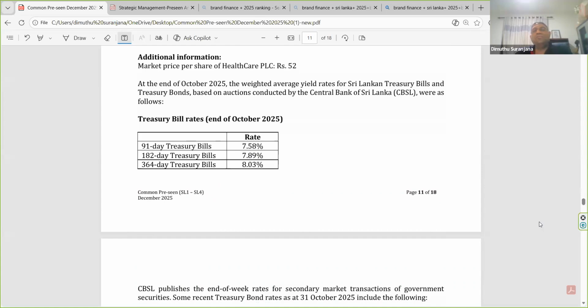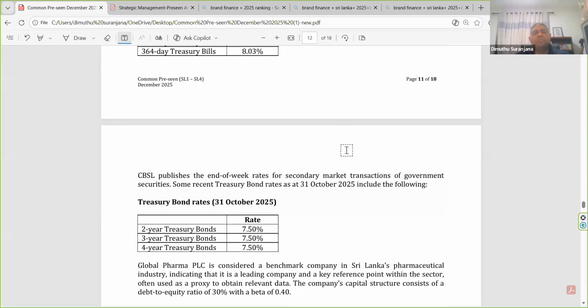Then additional information: the market price per share of Healthcare PLC is 52. At the end of October 2025, the weighted average yield rate for Sri Lanka Treasury Bill and Treasury Bond based on the auction conducted by the Central Bank of Sri Lanka were as follows. 3 month Treasury Bill 7.58, 6 months 7.89, 1 year 8.03. This is the risk-free rate. They will publish the end of week rate for secondary market transactions of government securities. Some recent Treasury bond rates as at 31st October 25 are the following: 2 years 7.5, 3 years 7.5, 4 years also 7.5.